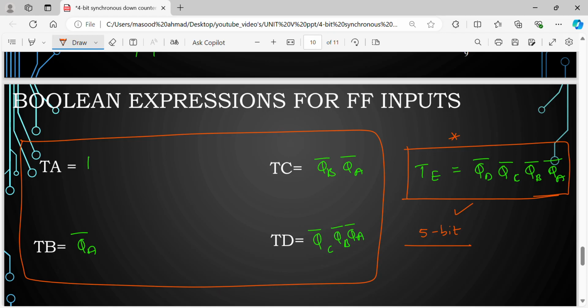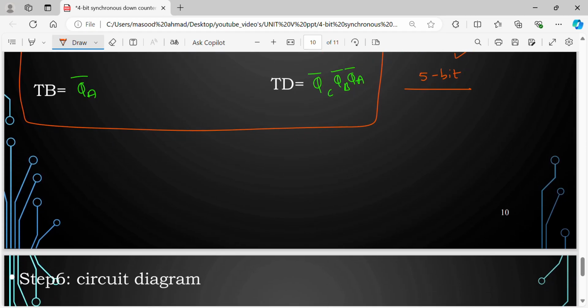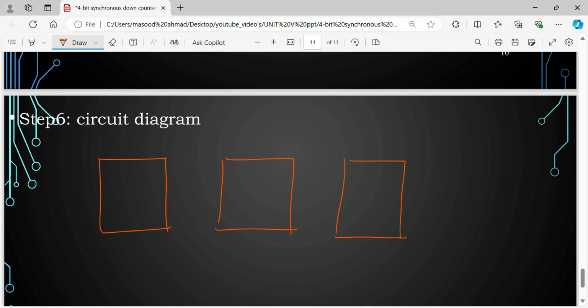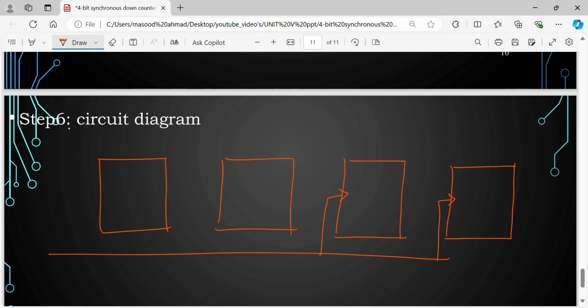Is that fine? So the rest of the steps are the same, whether it is 4-bit or 5-bit. Next is just to draw the circuit diagram. So you can draw the circuit diagram, right? Very simple. There are 4 flip-flops: flip-flop A, flip-flop B, flip-flop C, and flip-flop D. Accordingly, we are going to put the inputs for them. There is a common clock, of course. Clock is common here, common here, common here.